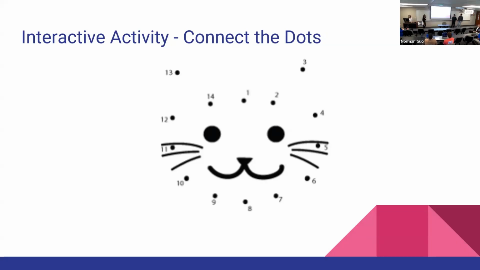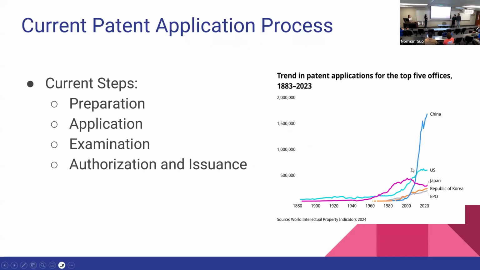We'll explain why this makes sense later, but Dom will explain a little bit about IPs first. This is the basic current patent application process, with four steps: preparation, application, examination, authorized, and issuance. Look at this graph, from 1883 to 2023. We can see from the 1980s to now there is a large increase. We can know the importance for global innovation and for securing IP.